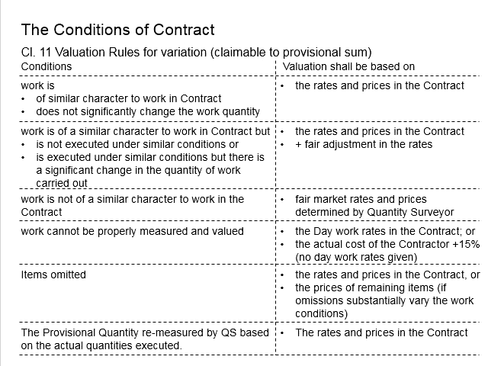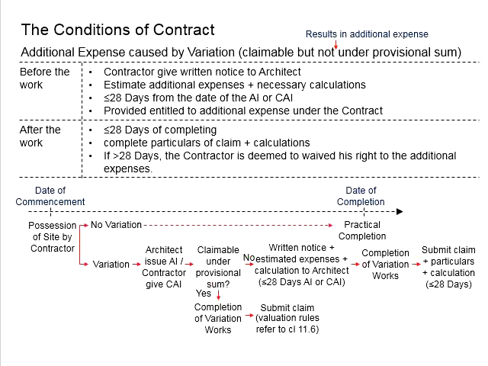If it is under the provisional sum, that means the relevant expenses have already been considered during the bidding of the tender, and the relevant costs can be claimed from the provisional sum. However, if it is not claimed under the provisional sum, this means that there are going to be additional expenses to the project. With that, the process of claiming for these variations will be slightly different.